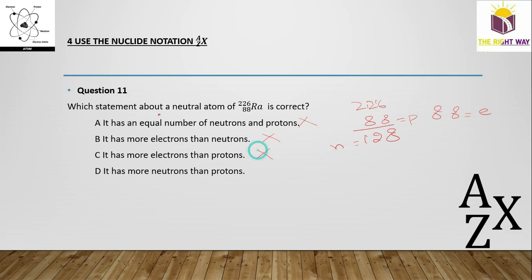No, it is a neutral atom. It must have an equal number of protons and electrons. It has more neutrons than protons. This is the right option. The neutrons are 128 and the protons are 88.